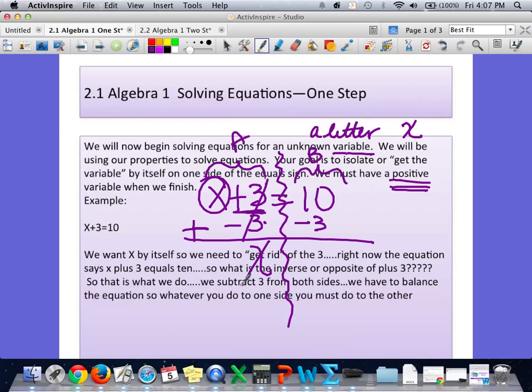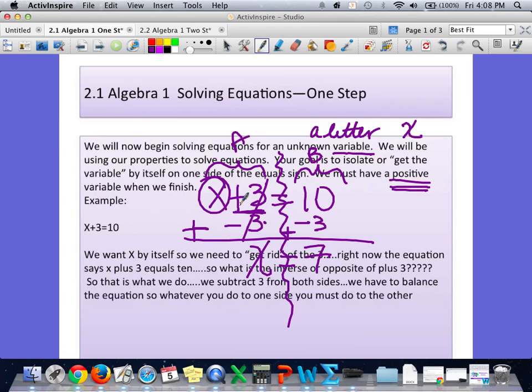And then we actually do this, 10 plus a negative 3. Well, 10 plus a negative 3 is 7, or 10 minus 3, either way you want to look at it. Okay, so that is what we're going to do. If I had a negative 3 to start with over here, then I would add 3 to both sides. We have to balance the equation. So whatever you do to one side, you must do to the other. And when I say side, I'm talking about the other side of the wall. So in this problem, x becomes 7.